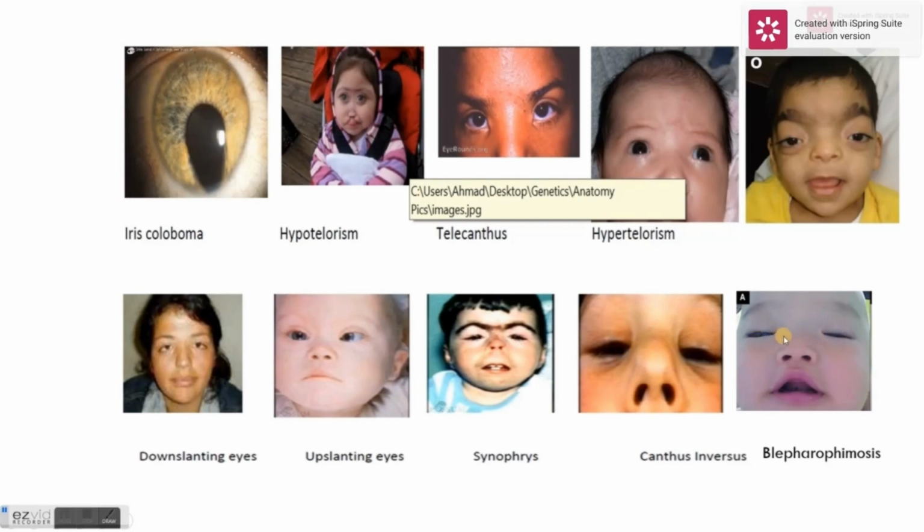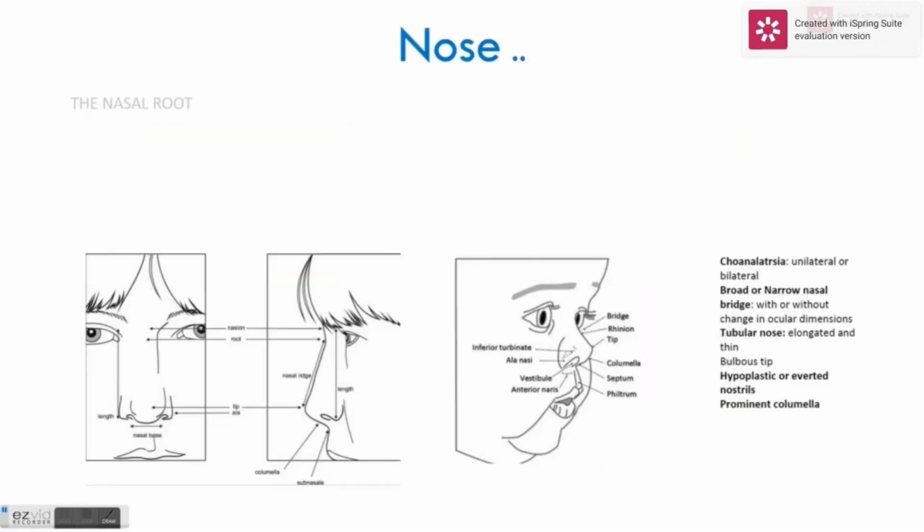If you have ptosis and distally moved canthi, this is called blepharophimosis with narrow palpebral fissures.